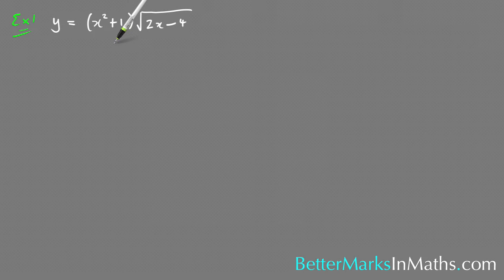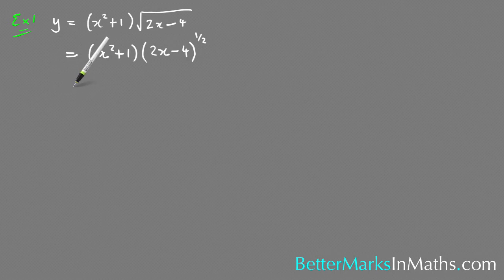Now this time the function is a product of two functions, one of which is a square root. So the way to do this one is to first of all change this to 2x minus 4 to the power 1 half. So x squared plus 1 in brackets and then 2x minus 4. And I wouldn't bother about taking that common factor of 2 out here. It just tends to complicate things for later on.